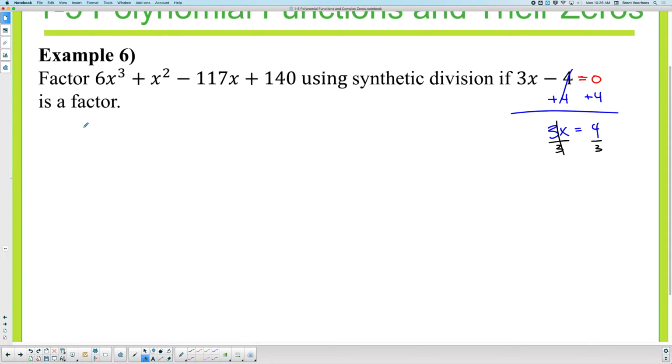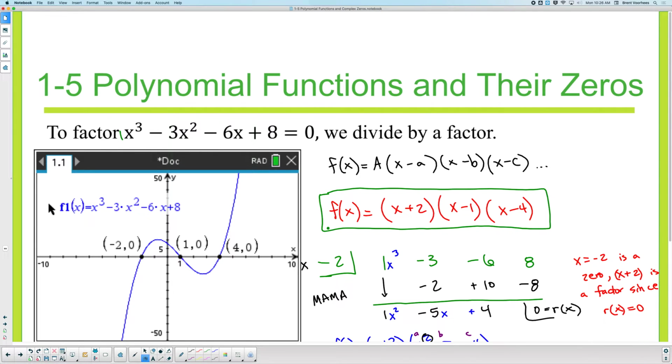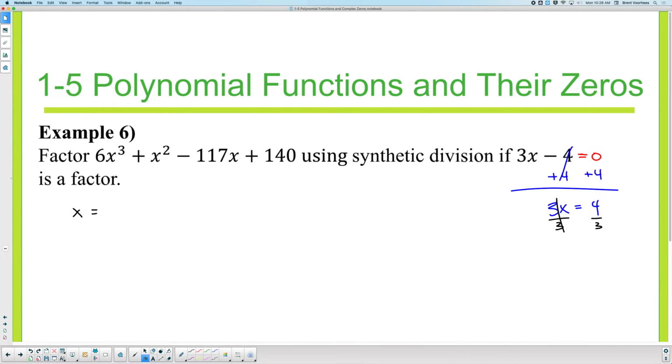Okay, so what we're going to divide by, and you know what, I'm going to correct one thing on the notes. On the previous problem, put x equals -2. So you see where that number came from? You divide by a zero when you do synthetic division. You always divide by a zero from the graph or the equation. So here, I'm going to divide by x equals 4/3. So draw your line over.